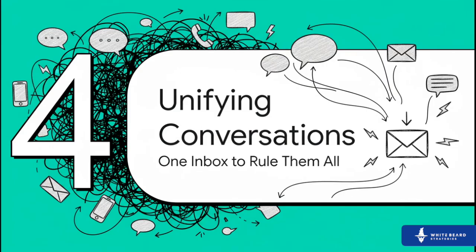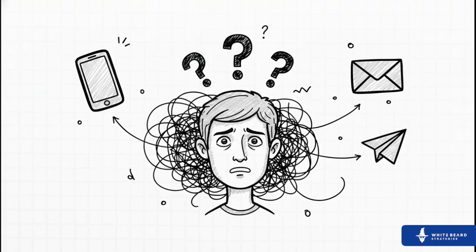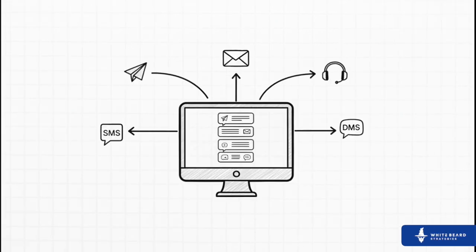Okay, so organization is one thing, but what about actually talking to these people? This is where things usually get really messy for most businesses. Come on, we've all been there, right? You get a text from a client, an email reply from someone else, a Facebook DM from a prospect. It is impossible to keep track of, and it leads to missed opportunities and a super clunky experience for your customer. So here's the fix.